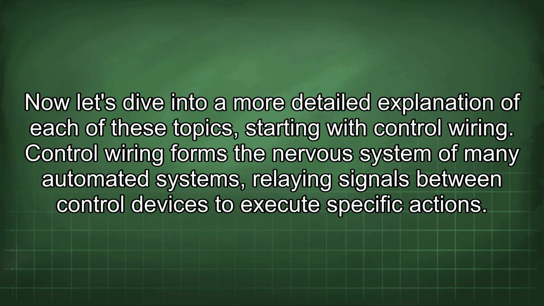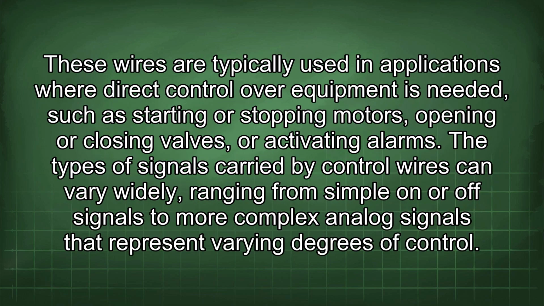Now let's dive into a more detailed explanation of each of these topics, starting with control wiring. Control wiring forms the nervous system of many automated systems, relaying signals between control devices to execute specific actions. These wires are typically used in applications where direct control over equipment is needed, such as starting or stopping motors, opening or closing valves, or activating alarms.